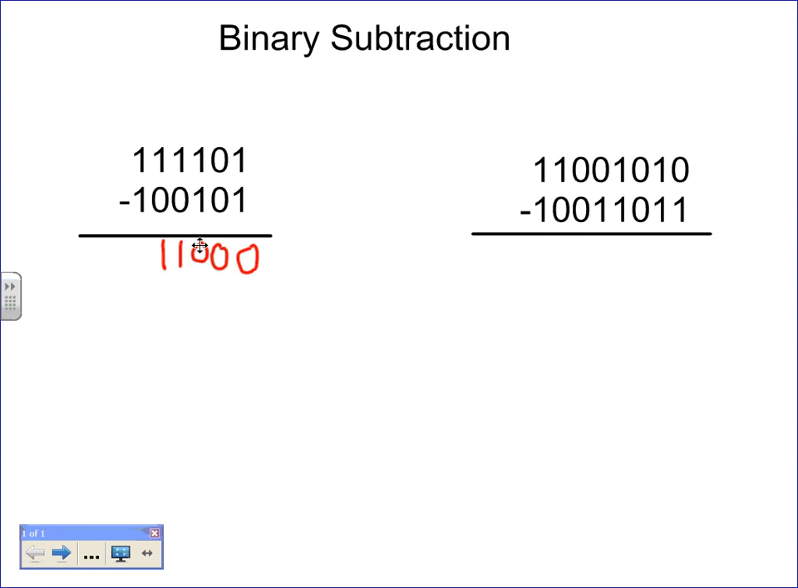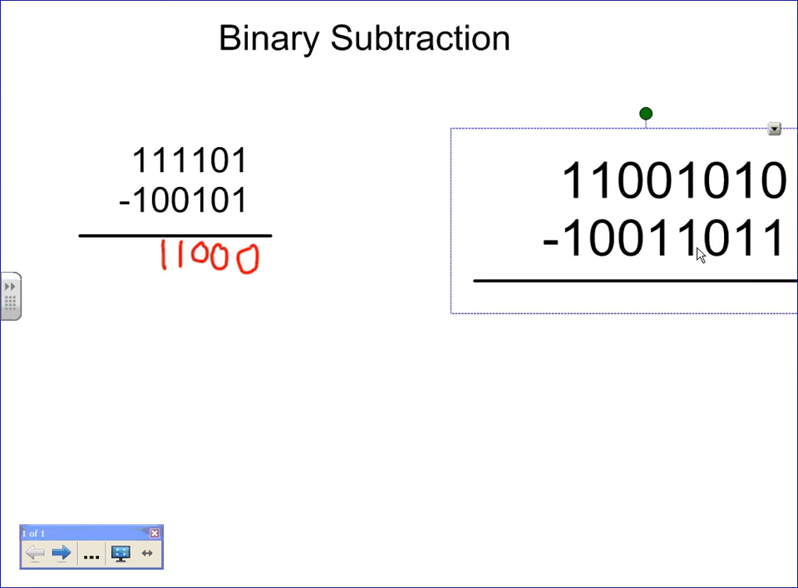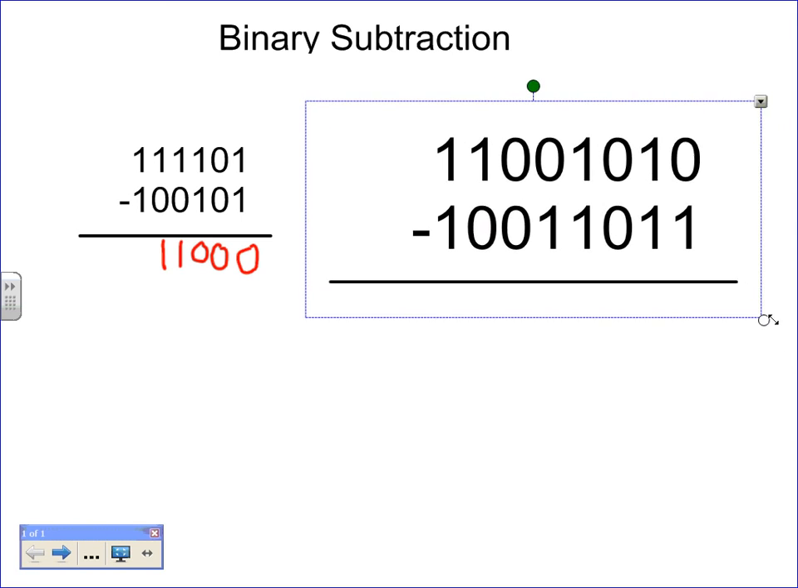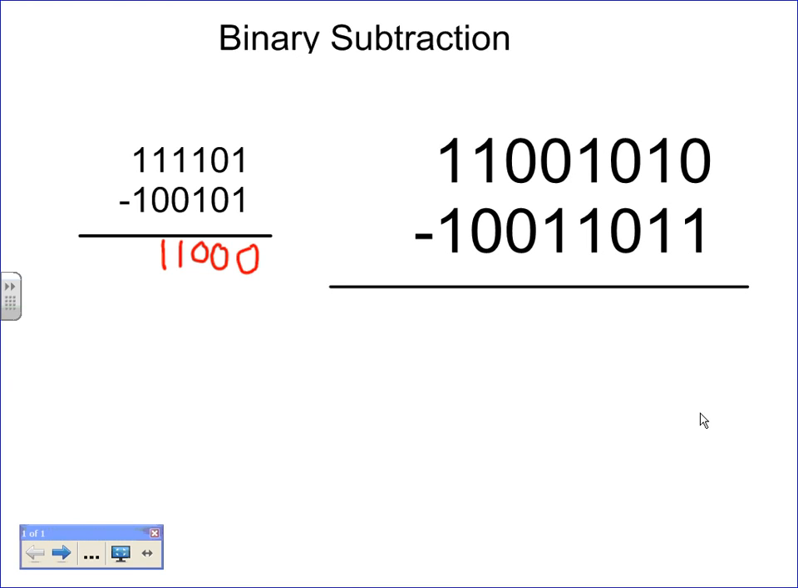If we take a look at our second example here, this one's going to be a little bit tricky because we're going to have to borrow. And borrowing is not too bad. It's similar, like I said, to normal decimal subtraction. So the first side we subtract is the rightmost side always, just like regular subtraction.